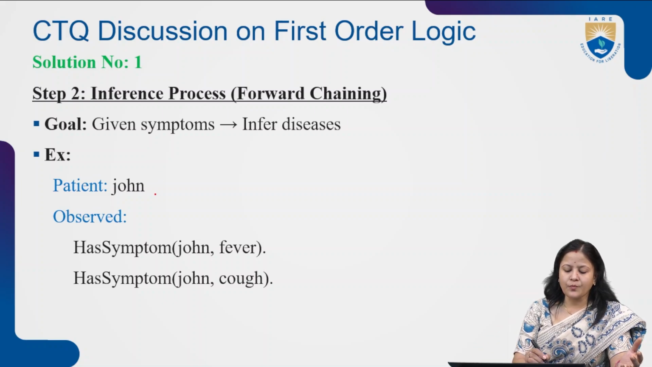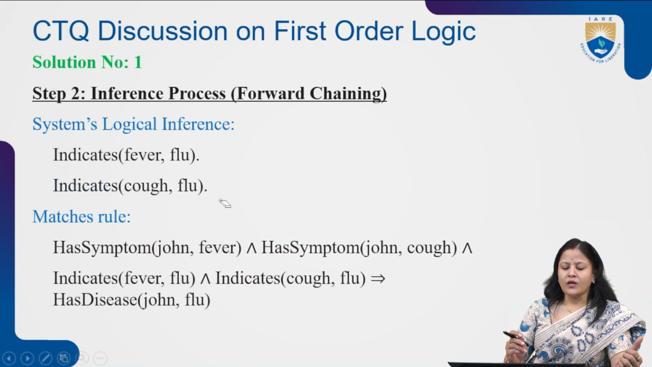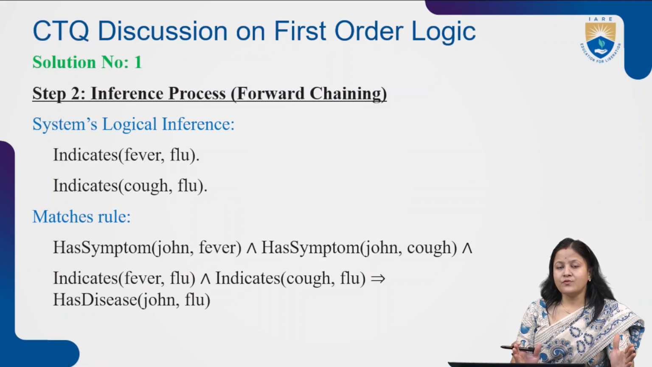For example, suppose the name of the patient is John, and what are the symptoms for John? John has symptom fever. Directly I'm telling because I have already mentioned the English statements in the form of first order predicate logic. So John has symptom fever. John has symptom cough. So these are the symptoms. After giving the symptoms to the machine, the machine will try to match the rules which are already stored inside the knowledge base.